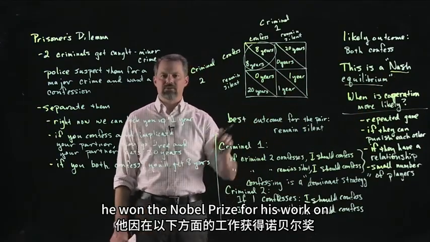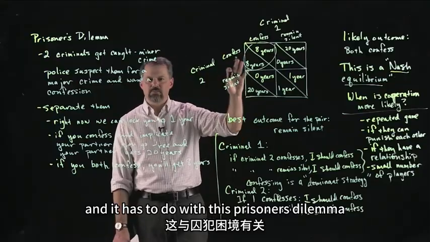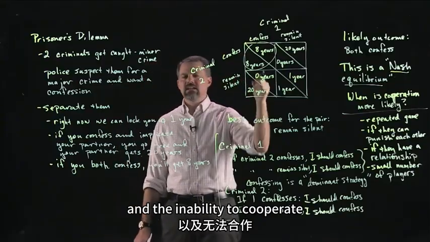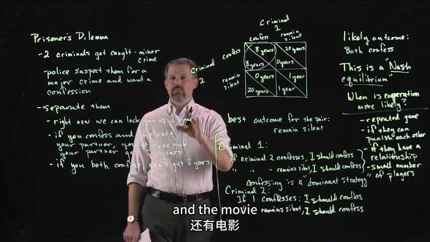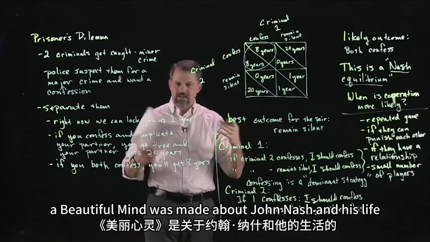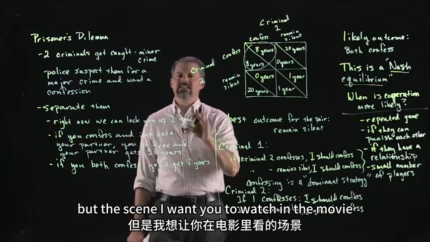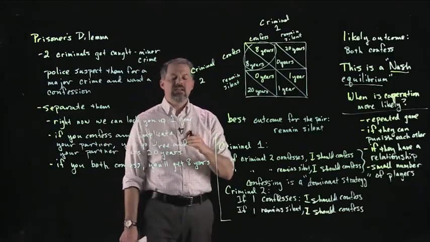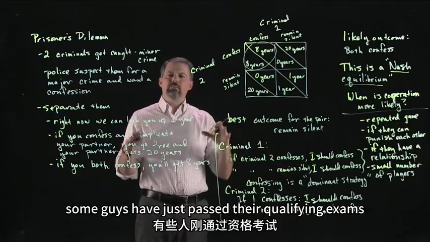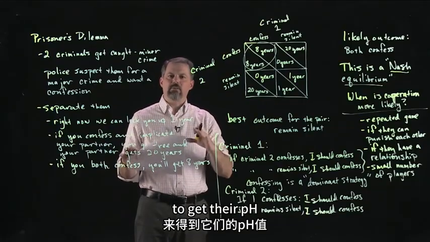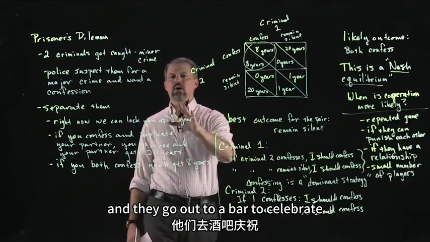He won the Nobel Prize for his work on what's become known as the Nash equilibrium. And it has to do with this prisoner's dilemma and the inability to cooperate. And the movie A Beautiful Mind was made about John Nash and his life, and it's a fascinating movie. I would encourage you to watch it. But the scene I want you to watch in the movie is a scene where some guys have just passed their qualifying exams to get their PhD in economics. They've just passed their qualifying exams, and they go out to a bar to celebrate.